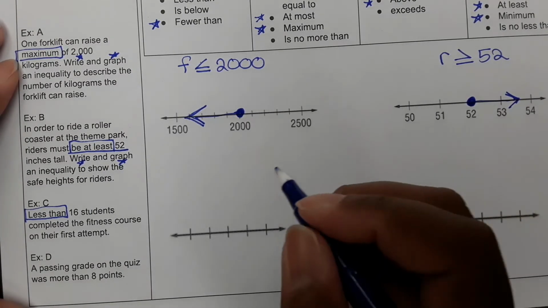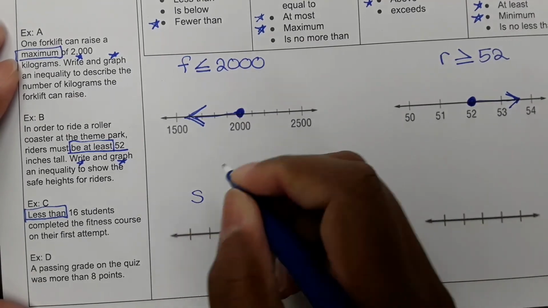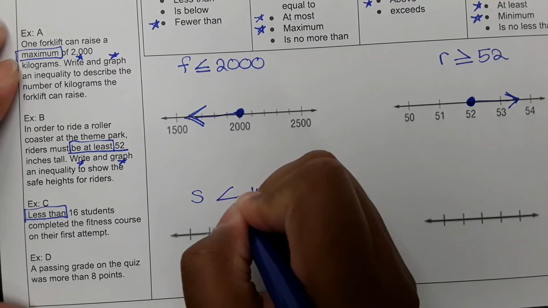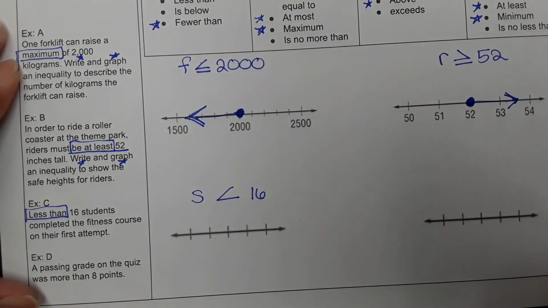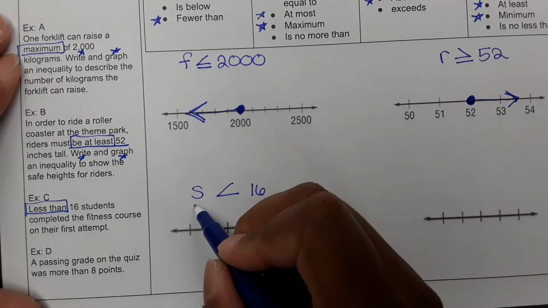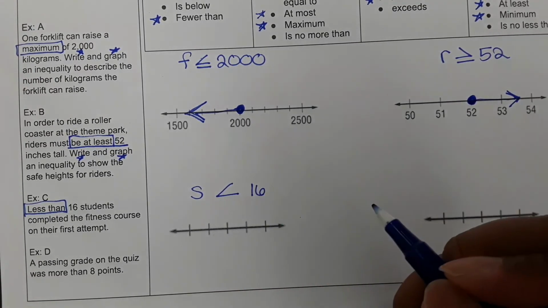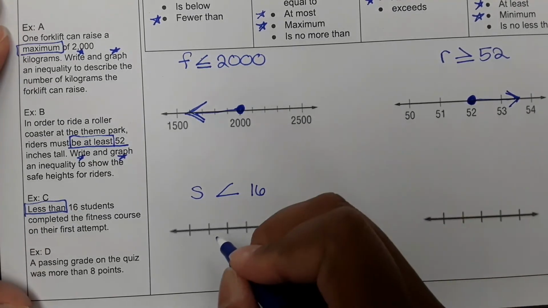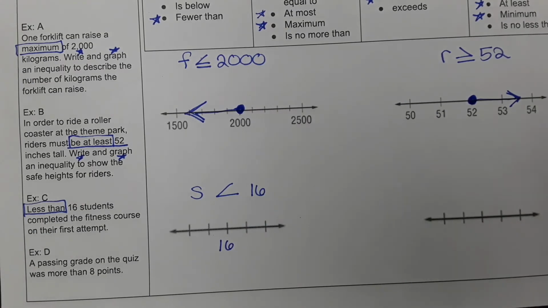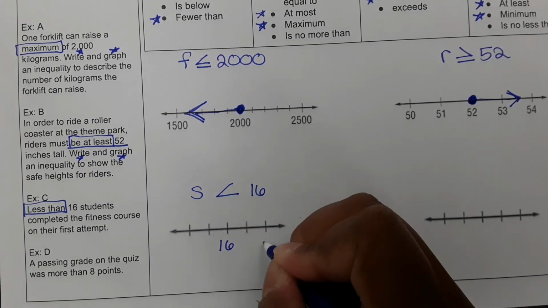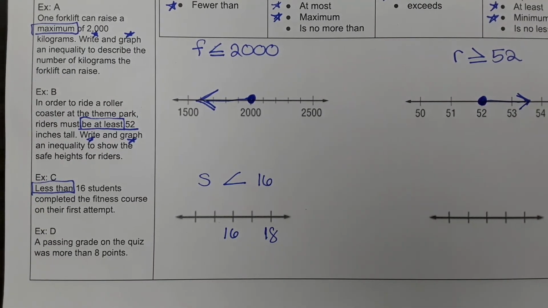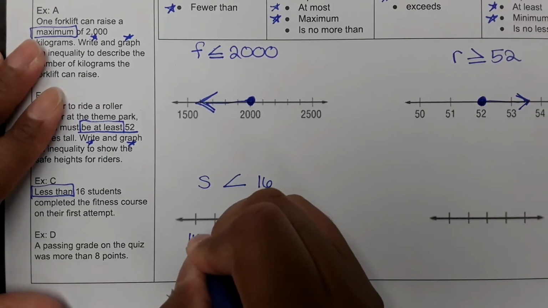Here we go. So we have students being compared to the number 16, and it says less than 16 students actually completed this course on the first attempt. So it's going to be the number of students who completed it are less than 16. To graph, we're going to put in our scale. Let's put 16 in the middle because that's the number we're comparing everything to. On the right of that, we need a number larger. I'm just going to go with 18. And I need a number smaller, so I'm going to go with 14.